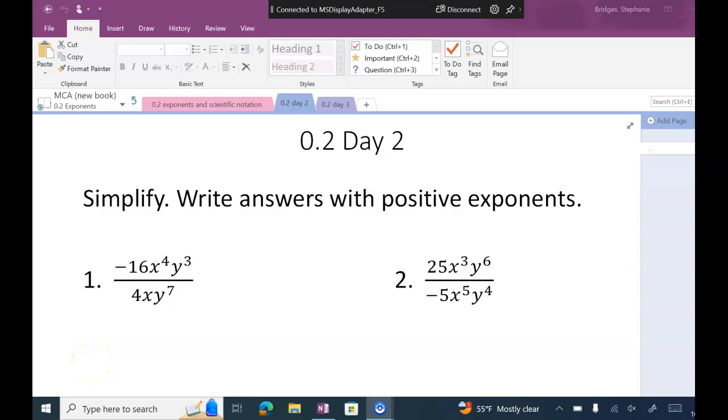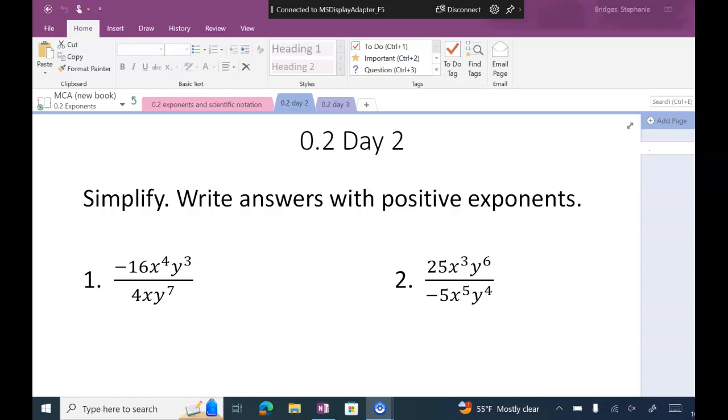Okay, so with these more complicated problems, and they're not extremely difficult, they just have a little bit more going on. The first thing I would look for is, do I have any parentheses with exponents on the outside that I need to get rid of first? So that's the first thing we're going to look for. So in number one, do I have any parentheses with exponents on the outside of those?